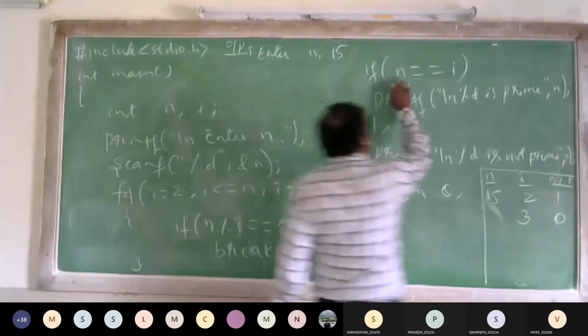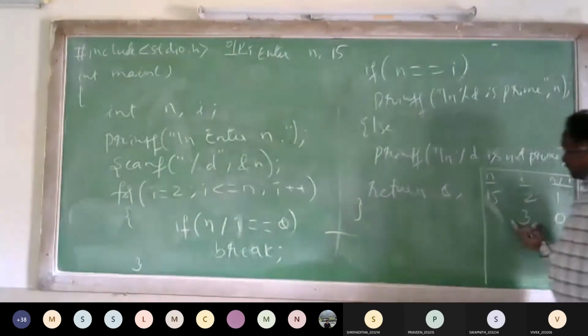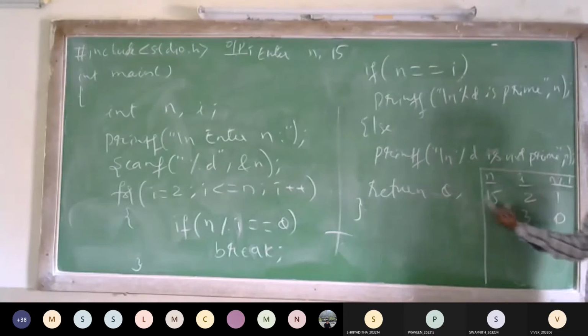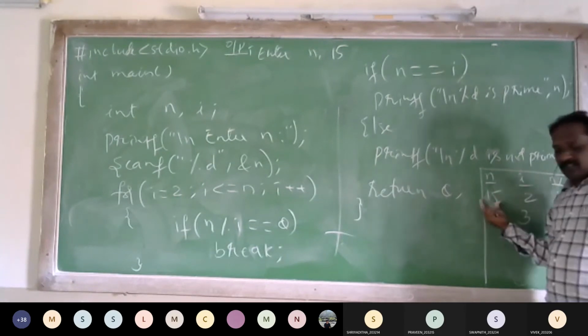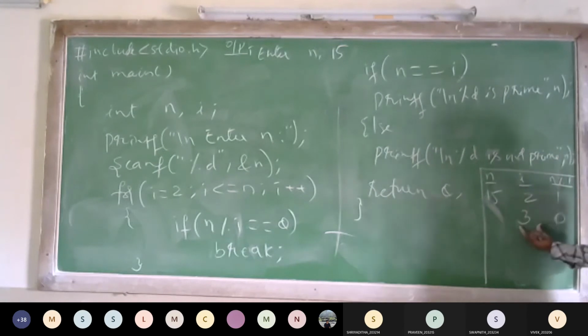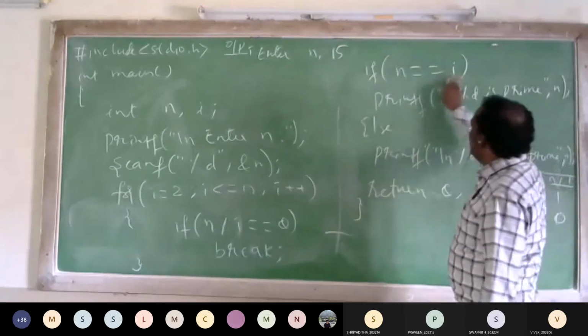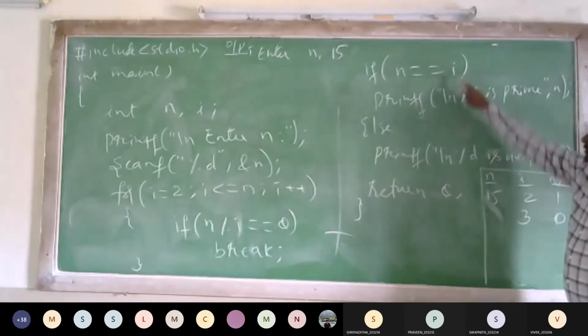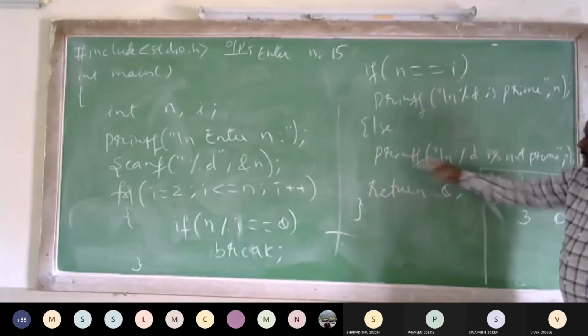Now you are checking whether n equals i. So what is the new value of i? i is 3. What is the value of n? 15. The remainder is 0. That means 15 is divisible by 3. But 15 is not equal to 3. What is a prime number? A number which is divisible only by itself is called a prime number. But here 15 is divisible by 3. So we check whether n is equal to i. If 15 is equal to 3, false.